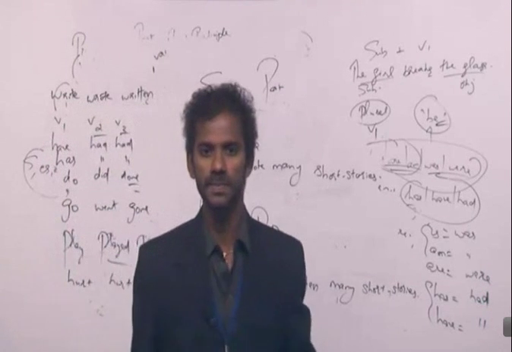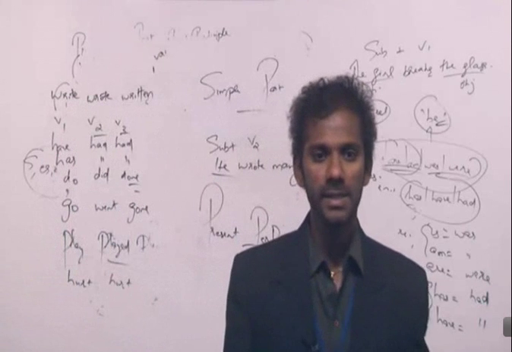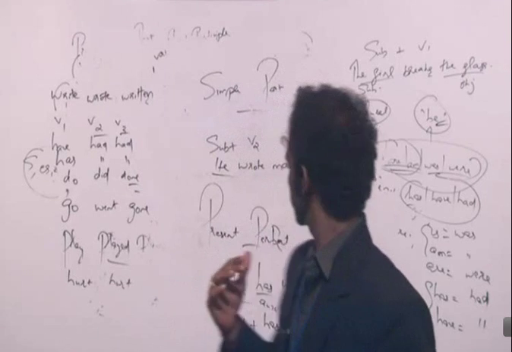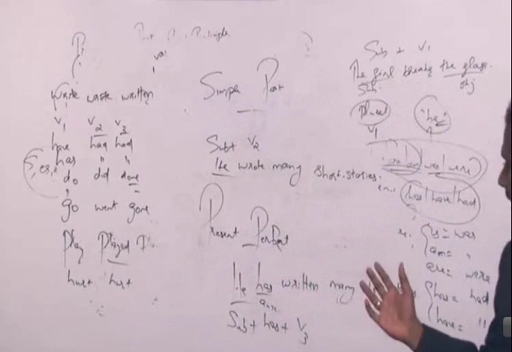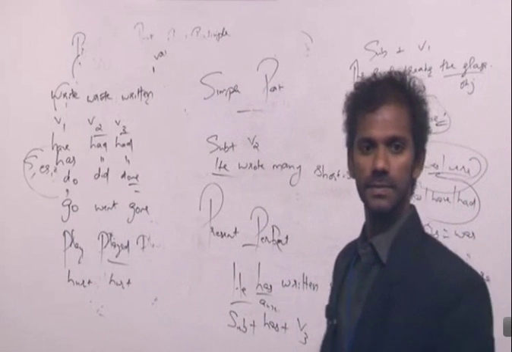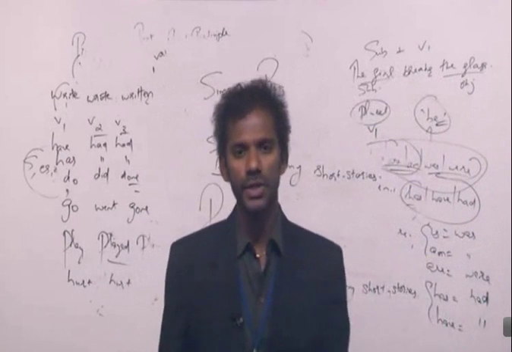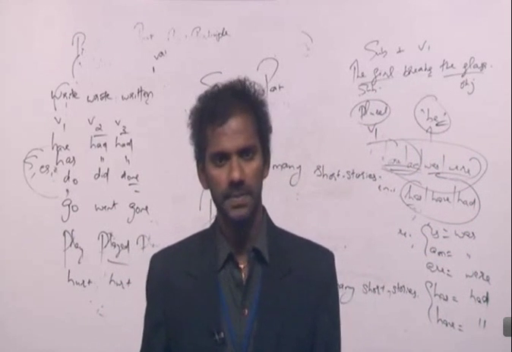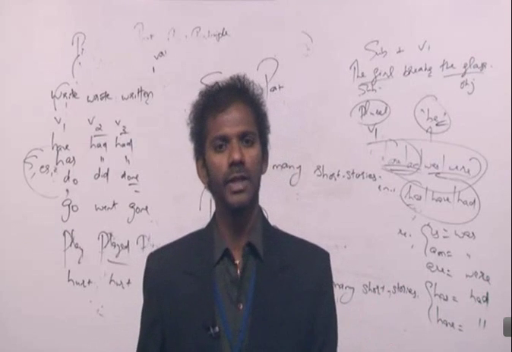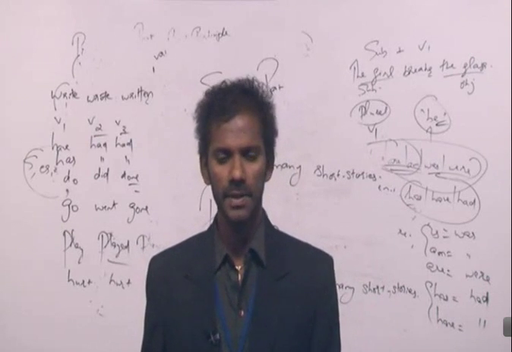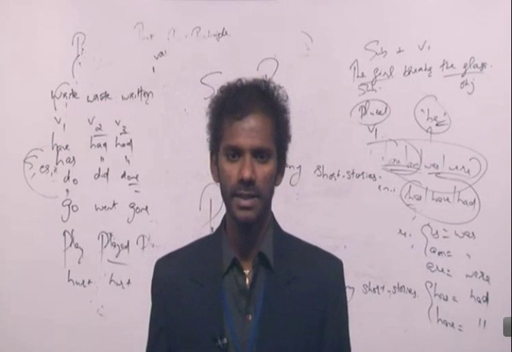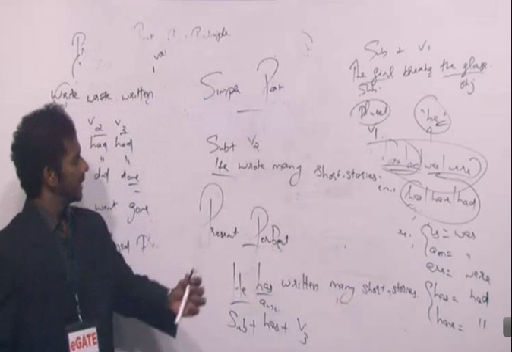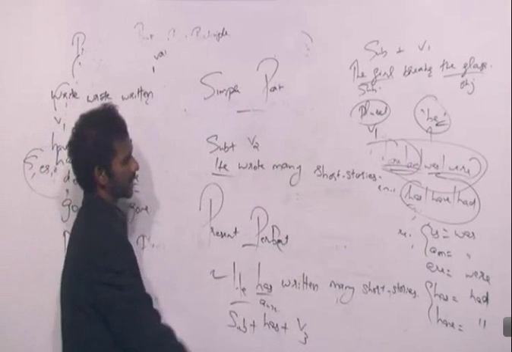Tell me, which is the best one here? This has to do with when to use simple past and when to use present perfect. Which is the best sentence here? He wrote many short stories or he has written many short stories? Now if I say either of these, that means the action is completed. Right? Both the sentences refer to a completed action. Which is the best one out here? First or second? The second one is the best one here.